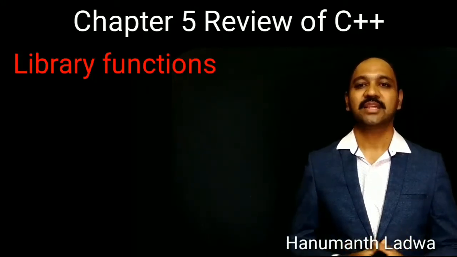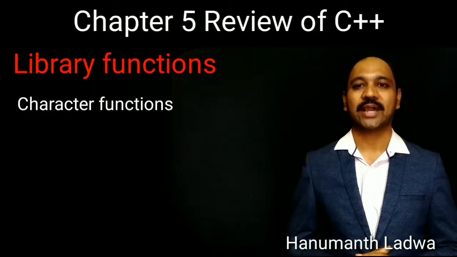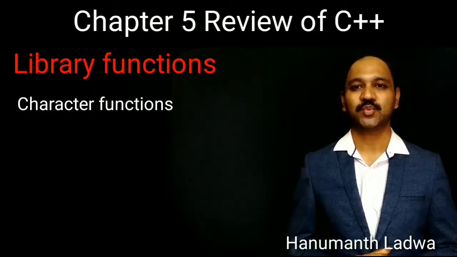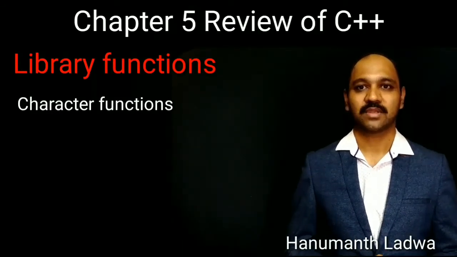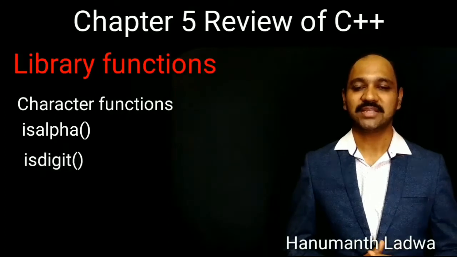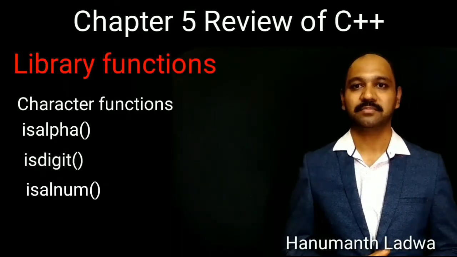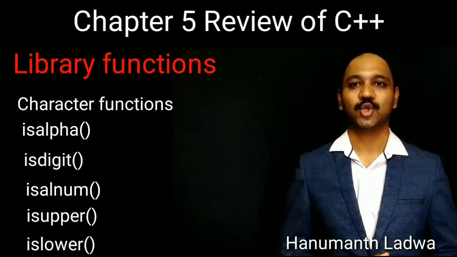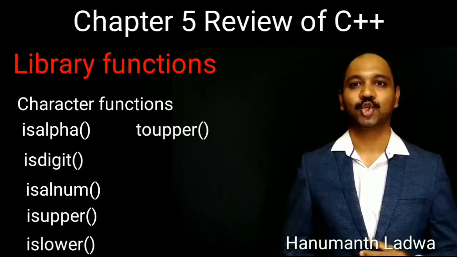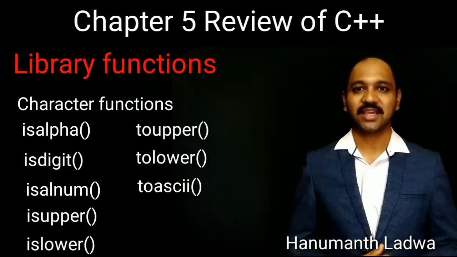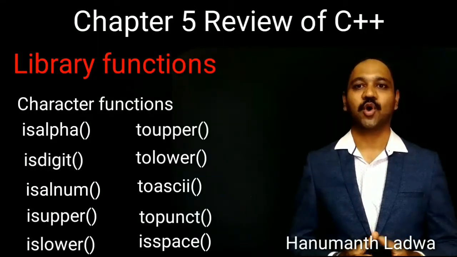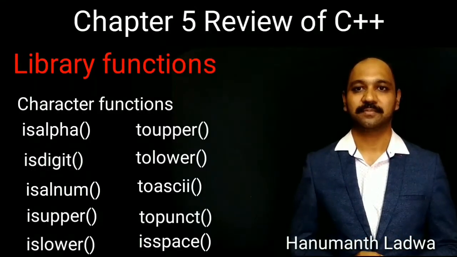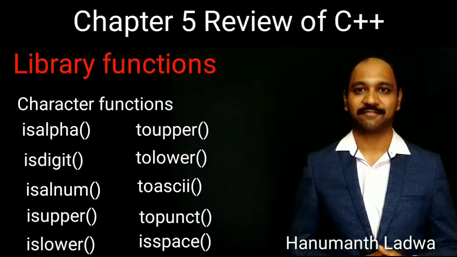Now let us study character functions. Character functions are built-in functions which are present in the ctype.h header file. Let us continue with the examples: isalpha, isdigit, isalnum, isupper, islower, toupper, tolower, toascii, ispunct, isspace. All of these functions are present in the ctype.h header file.